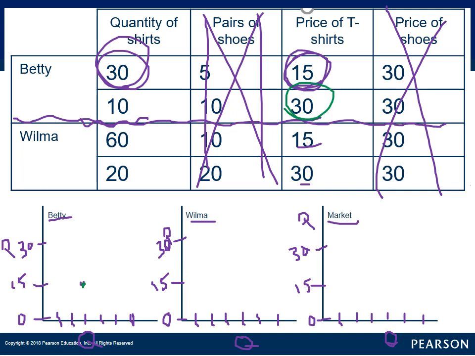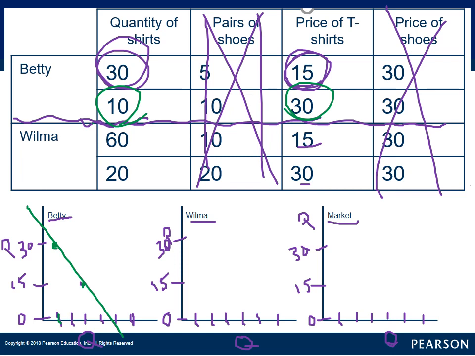Okay, now if we have $30 t-shirts, Betty's going to want 10 of those. So if we go up to $30, she's just going to want the 10. So Betty's individual consumer demand curve is going to look something like that. So that's how you would create her demand curve.